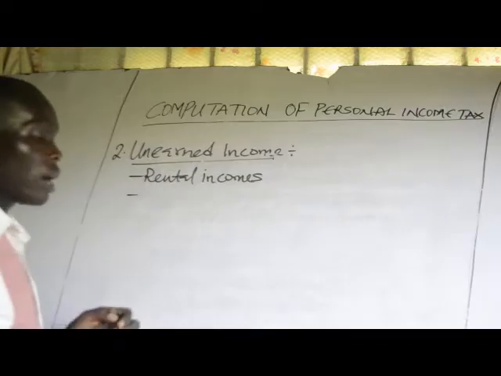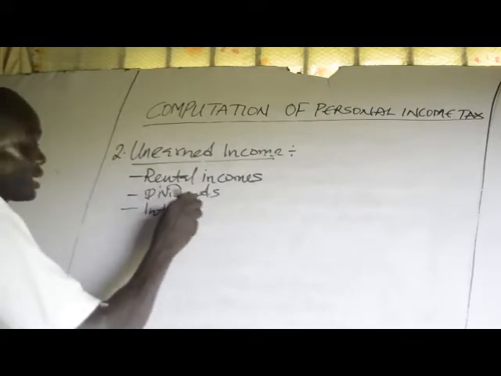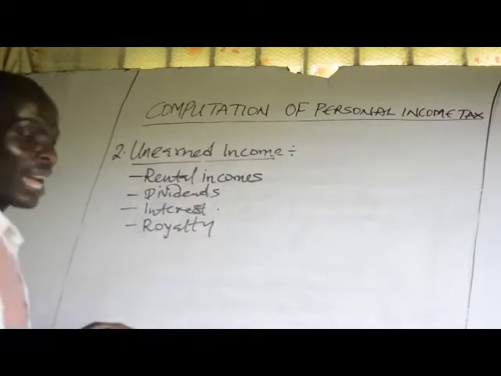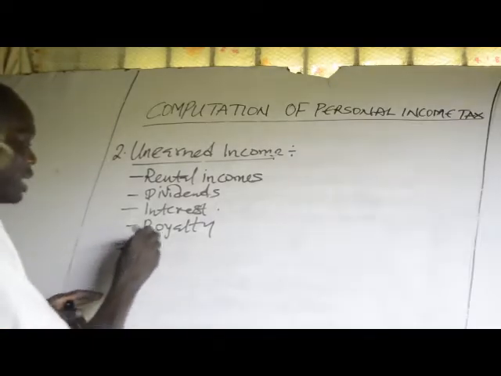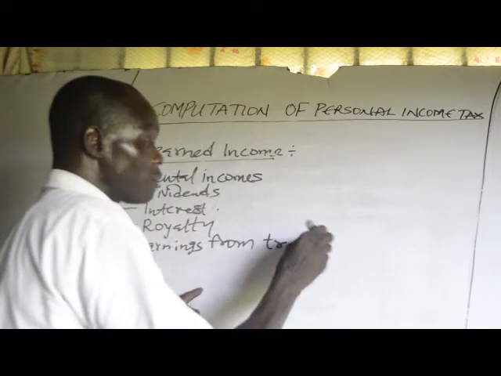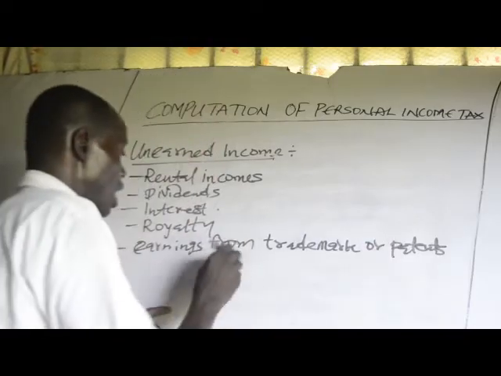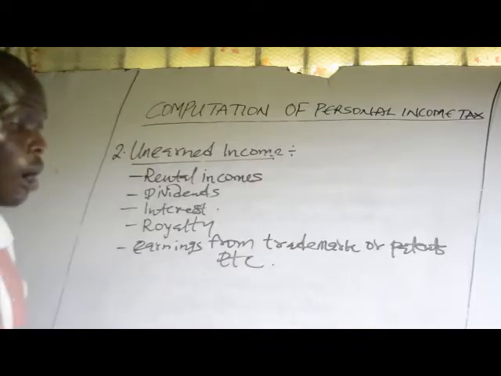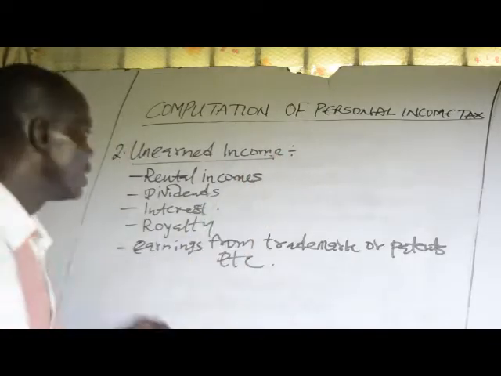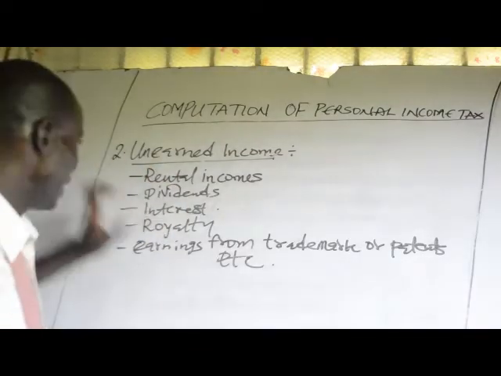Rental incomes. Then we also have dividends, interest, and royalty. Then we have earnings from trademark or patent, etc. All these fall within the category of earned income. Income from plowing back the earned income is said to be unearned income.